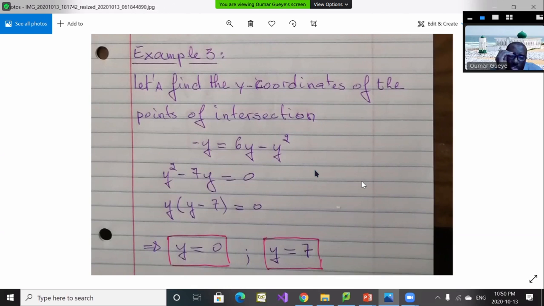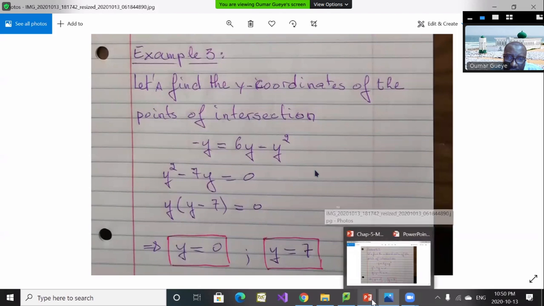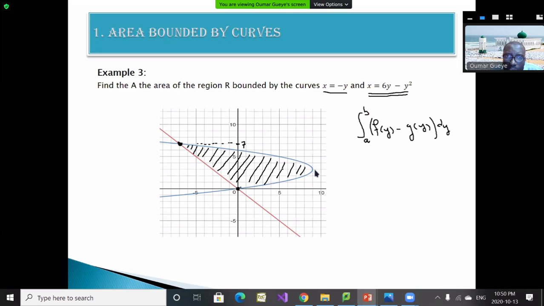All right. So since you now know the value of y, the value of a is 0, the value of b is 7. So it means you integrate from 0 to 7. As I told you, you always have to integrate from the smallest value to the largest one. You integrate from 0 to 7. Next step, you have to find which of these two functions is the greater function. Which one? And as I told you, pick any number between 0 and 7.